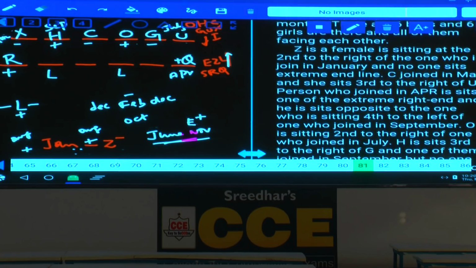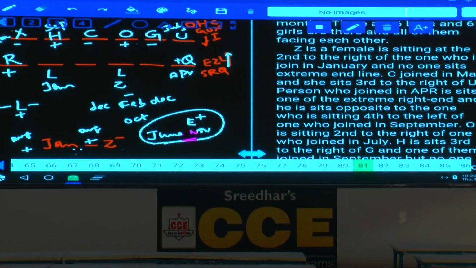Now let us go through the information once again starting from the beginning. Z is sitting second to the right of the one who joined in Jan, and no one sits at the extreme ends of the line. Hence Jan and Z cannot be at the extreme ends. Then tell me where should Jan and Z be? If Jan is here, then Z will be here. With Jan and Z in these two places, June and November and E is November. June and November is not at all possible.